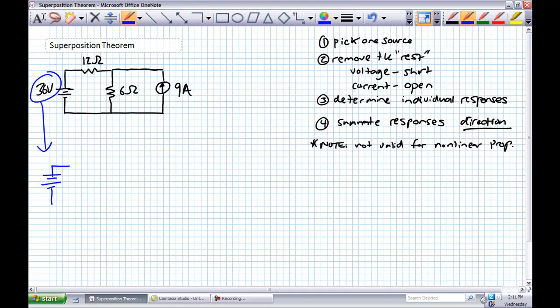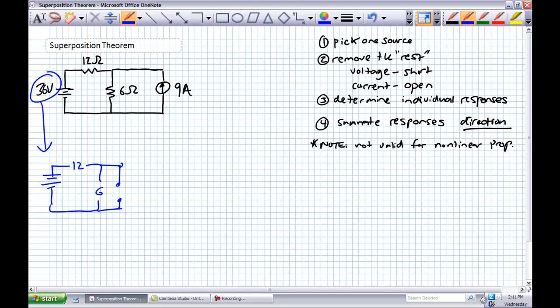Still's got a 12 and a 6 ohm resistor in that fashion, but I've taken out the current source by replacing it with an open. How does this change the network? Okay, well, it's an open. Here's this tremendous gap right there, and there's no way Johnny Electron can get from the top to the bottom in this particular case.